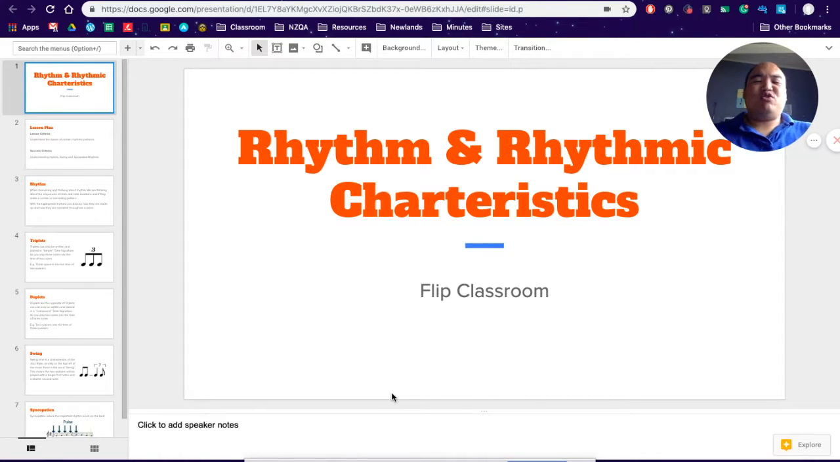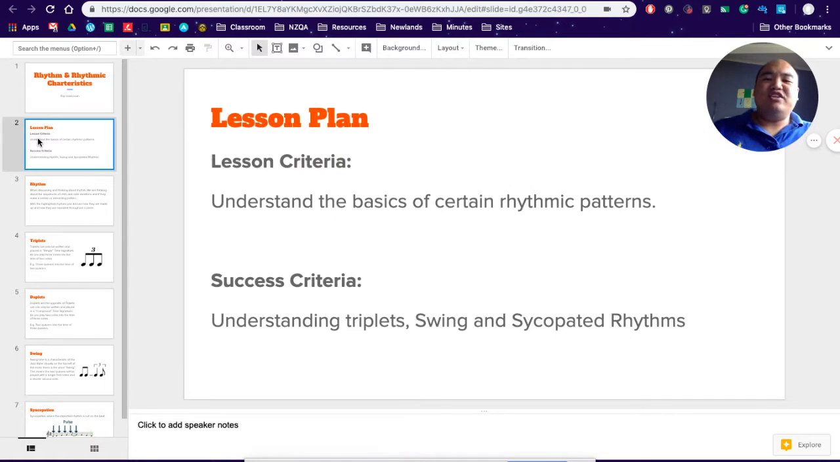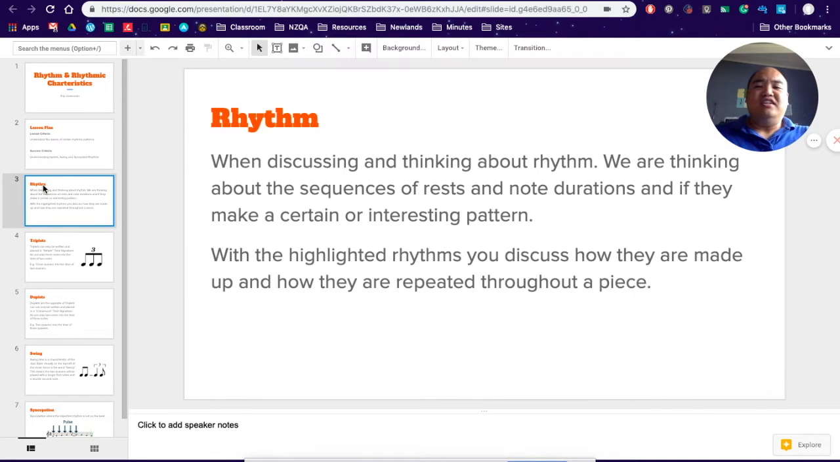So today we're talking about rhythm and rhythmic characteristics. Your lesson criteria is to understand the basics of certain rhythmic patterns. And your success criteria is understanding triplets, swing, and syncopated rhythms. Okay, so let's have a look.